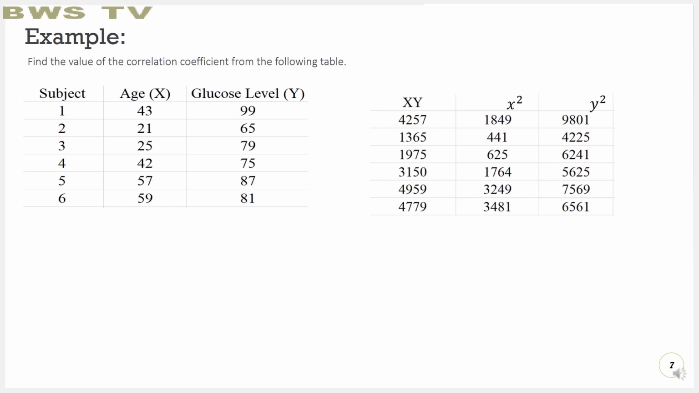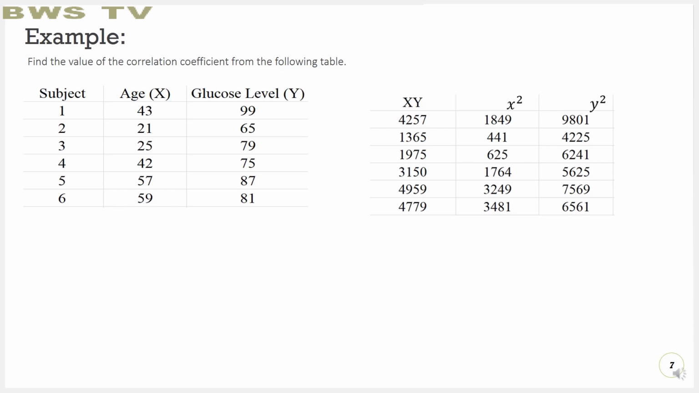To get the x squared, square the x. So 43 squared is 1,849. Then so on and so forth. To get the y squared, square the y. So 99 times 99, or just by itself squared, is equal to 9,801.